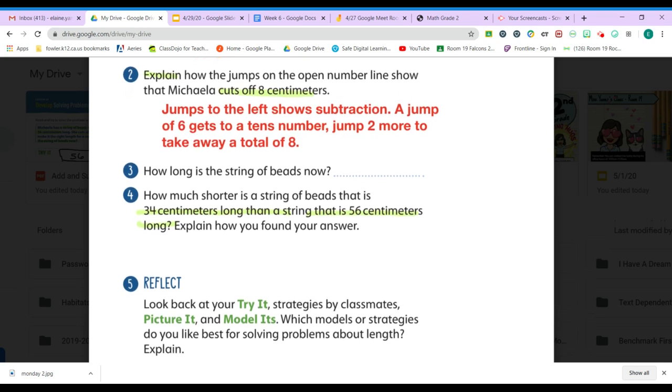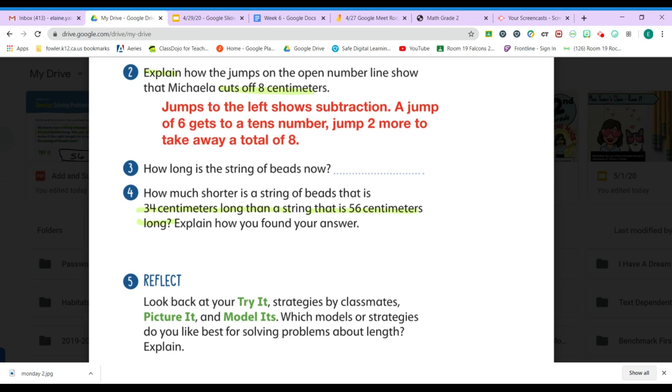4. How much shorter is a string of beads? Oh, this problem you're going to try on your own. How much shorter is a string of beads that is 34 centimeters long than a string that is 56 centimeters long? Explain how you found your answer. So you're going to look at 34 centimeters. It's longer than 56 centimeters. Are you picturing it? Are you going to add or subtract? And how can you use addition and subtraction in solving this problem?